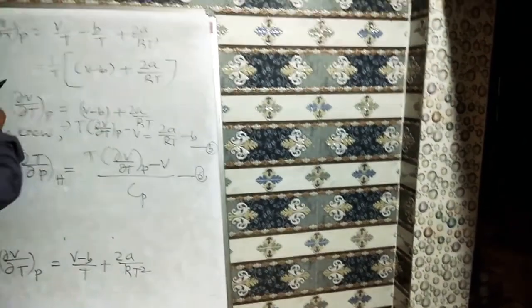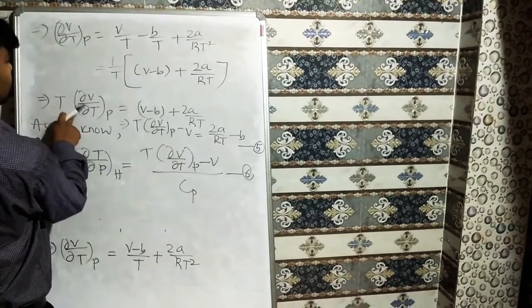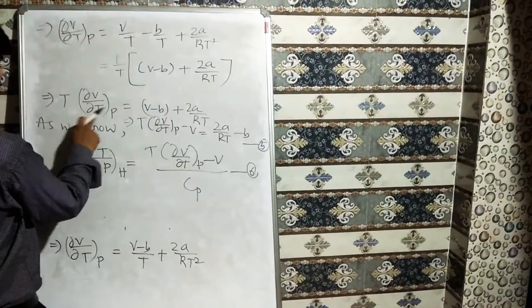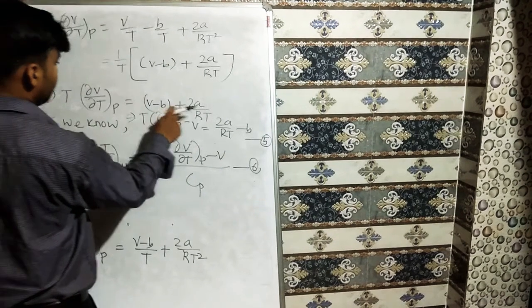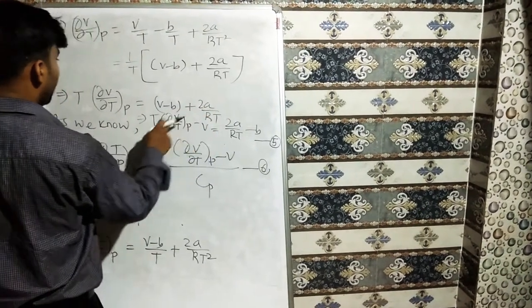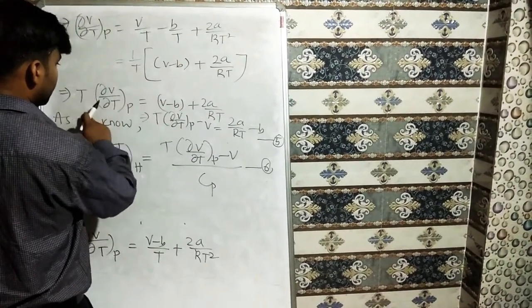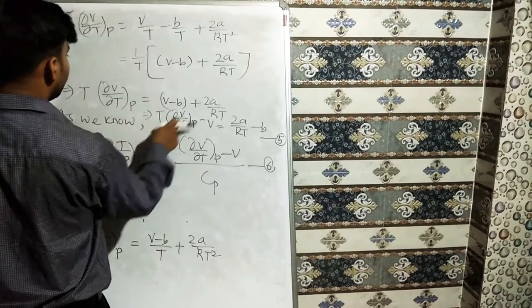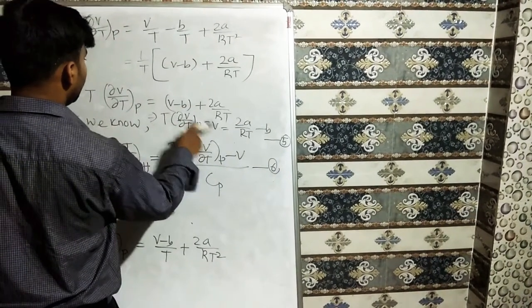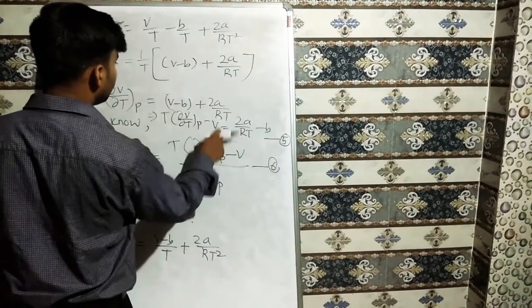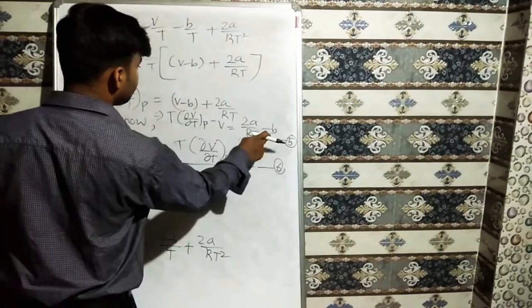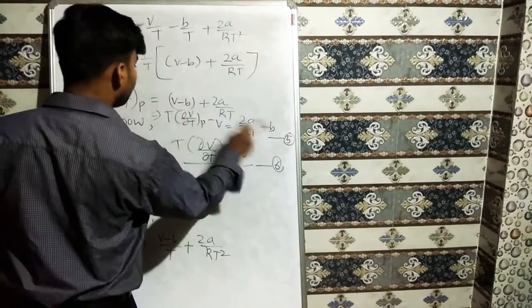If we simplify this above expression, (∂V/∂T) at constant P equals V − b + 2a/RT, and if we take V towards the left side, we get T(∂V/∂T) at constant P − V equals 2a/RT − b. Okay, this is equation number 5.